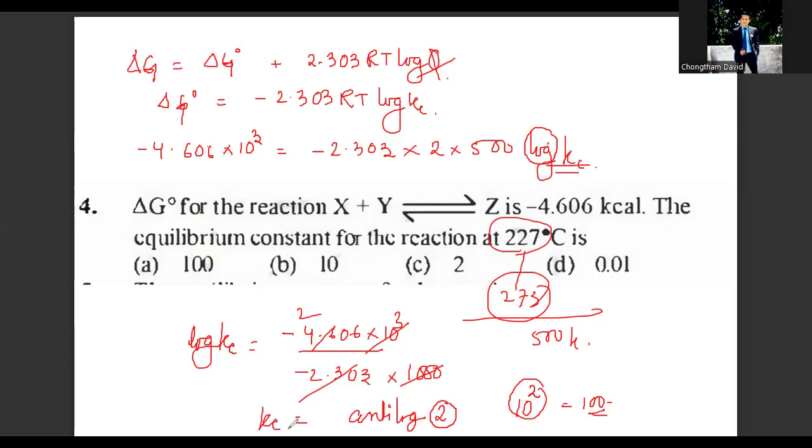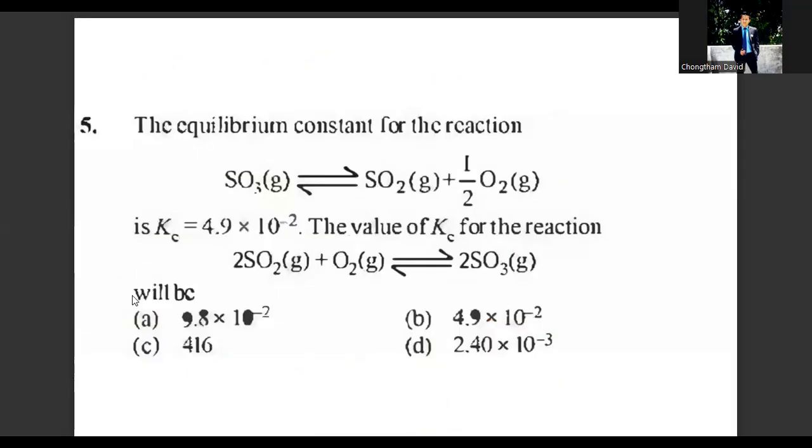There is a short which I have created. You can check it out to find the anti-log without using a table or calculator. This will be very helpful in your exam. So we have 100 as the value of the equilibrium constant. Let us read question number 5.